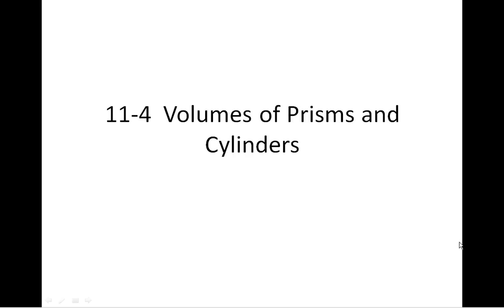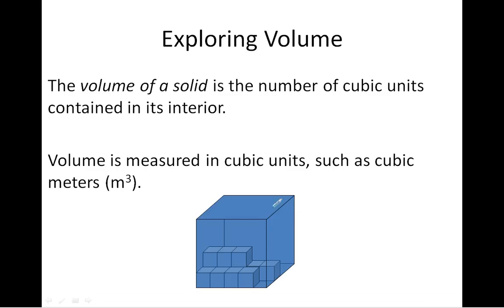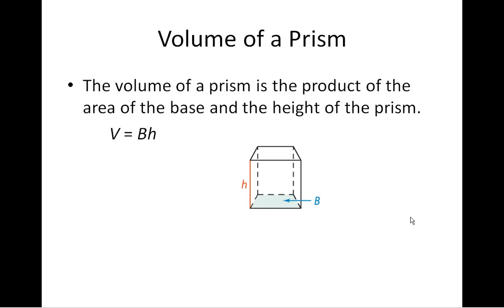Now we're going to look at how to find the volume of each of these, so the amount of stuff that it holds. The volume of a solid is the number of cubic units that are contained in its interior, and so it's measured in cubic units. The reason is that we're actually going to multiply in 3 dimensions: 1 dimension, 2 dimensions, 3 dimensions. Whereas before we had just 2 dimensions for area, now we're adding that third, so we have cubic units. Very important to consider.